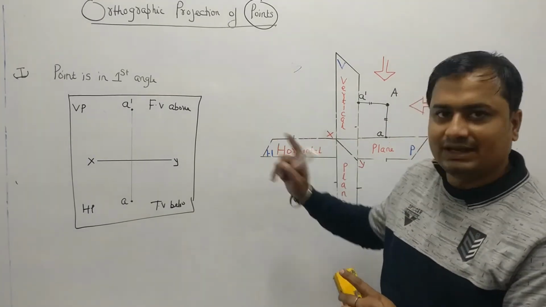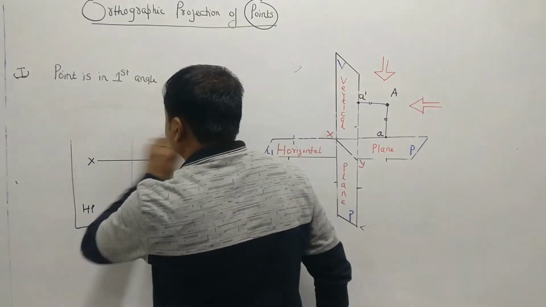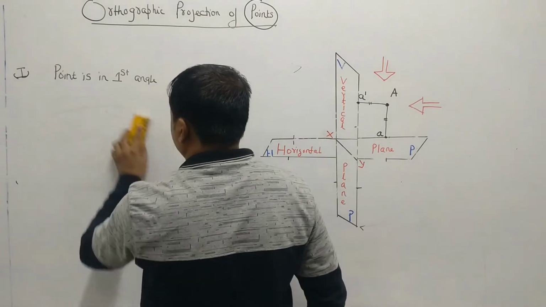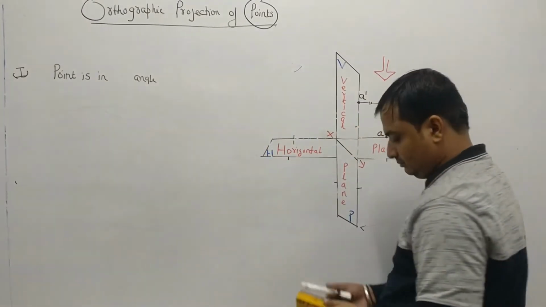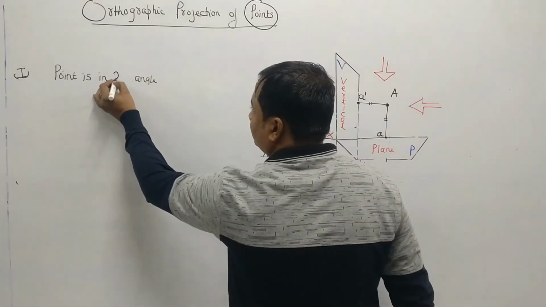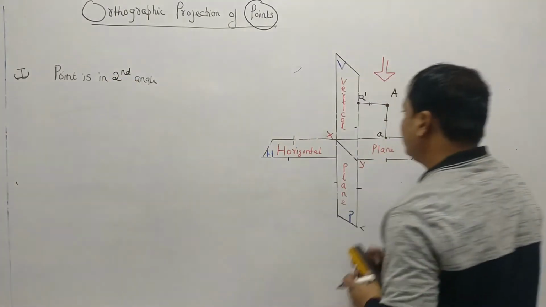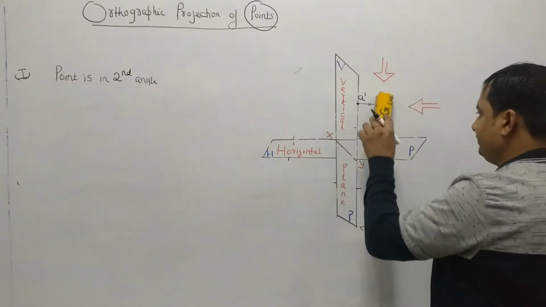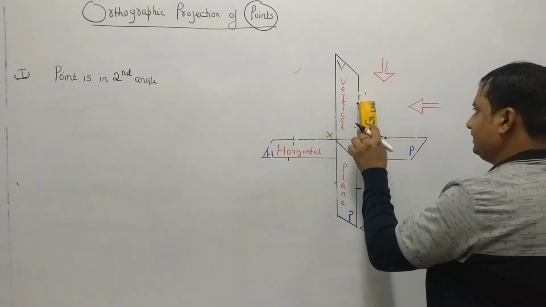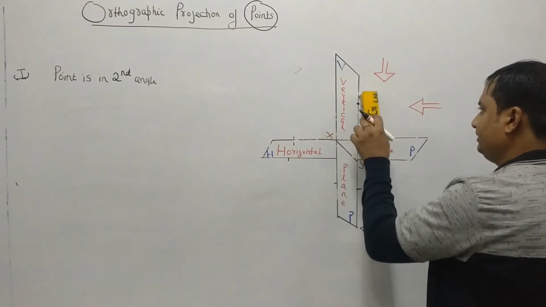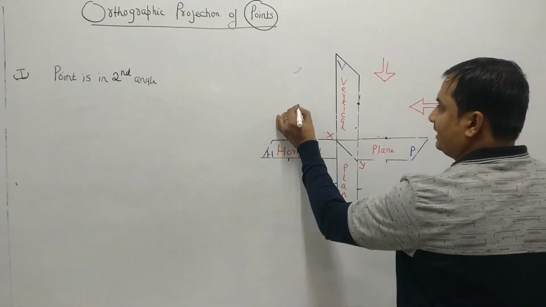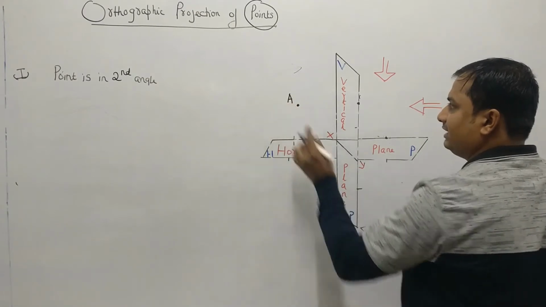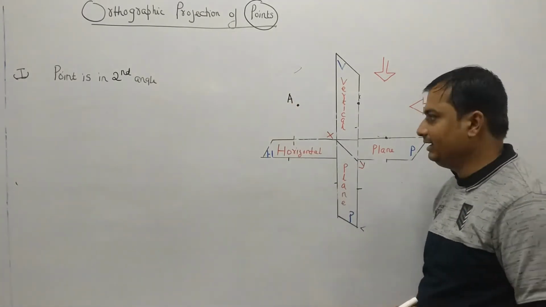Now coming to the second angle. When the point is in the second angle, what is going to happen? I am just shifting this point from the first angle. Now the point is in the second angle. So this is my point. Again the name is the same, I have taken capital A.